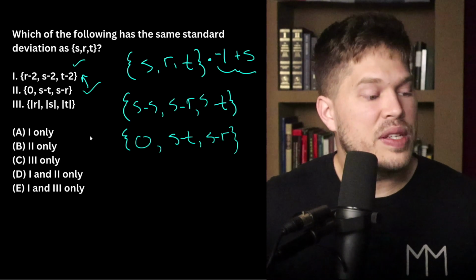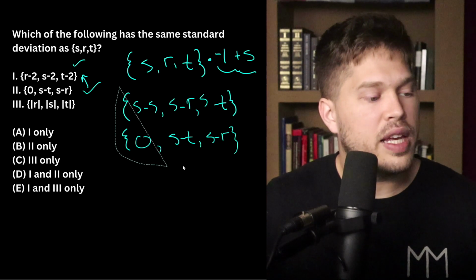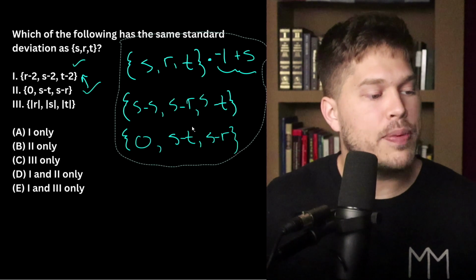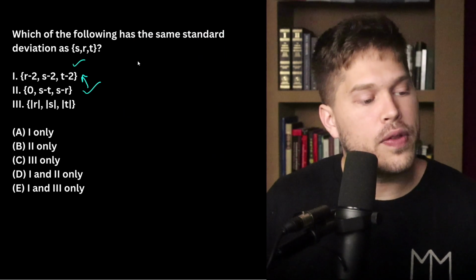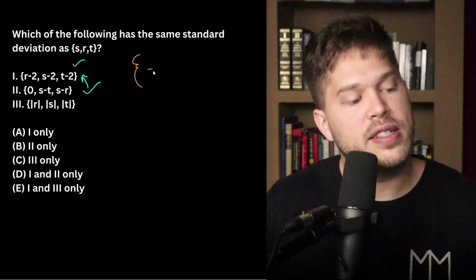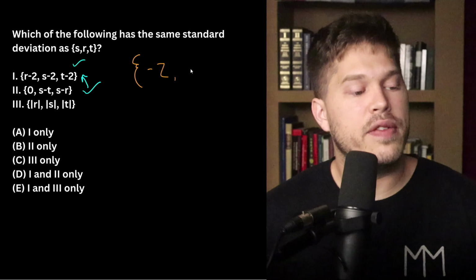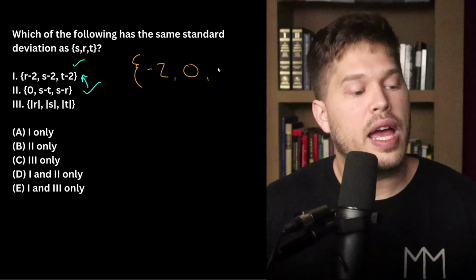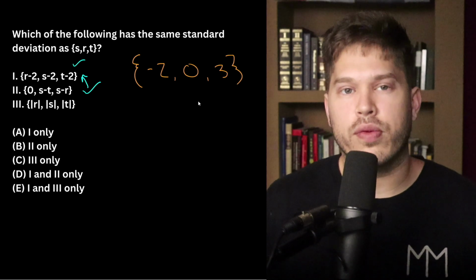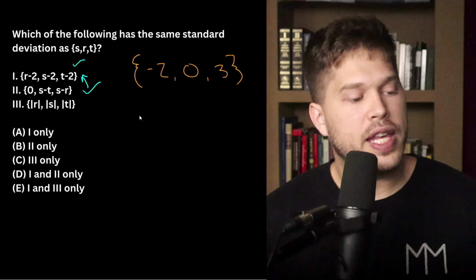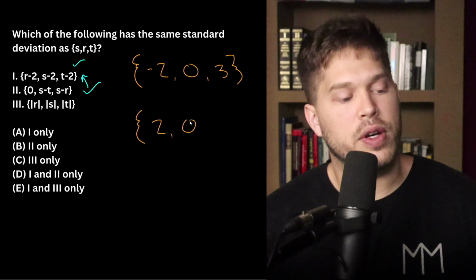Okay. Lastly, we're on to option 3. Option 3 is telling us that we have the absolute value of S, R, and T. And so for option 3, let's create a set. Let's have negative 2, 0, and 3. Okay, if we have negative 2, 0, and 3, and then we took the absolute value, our new set would be 2, 0, and 3.